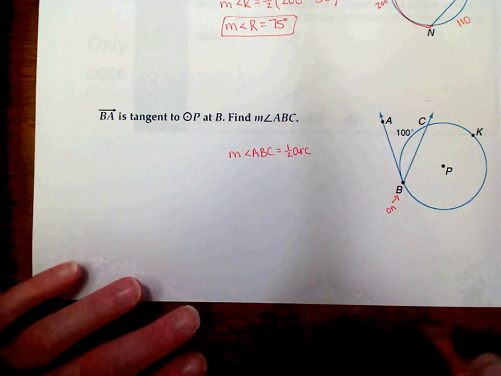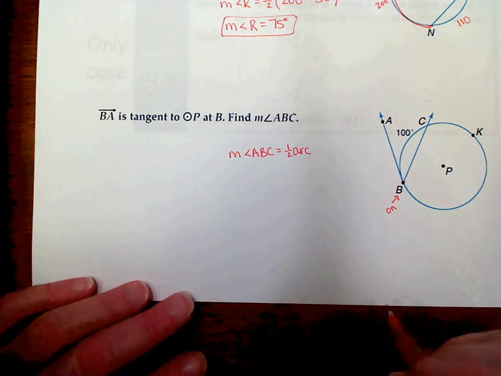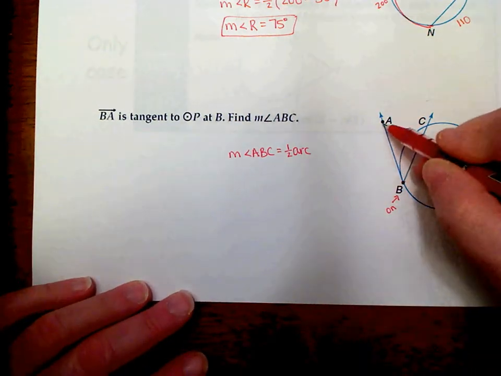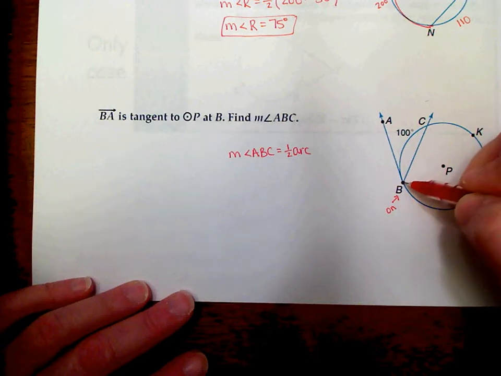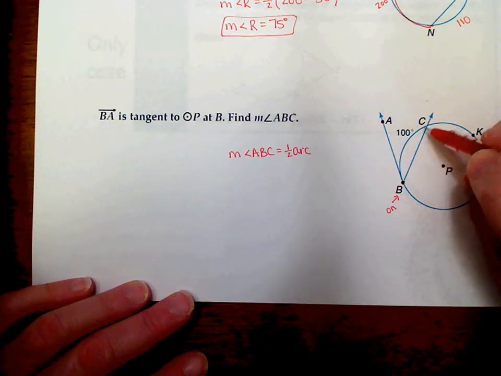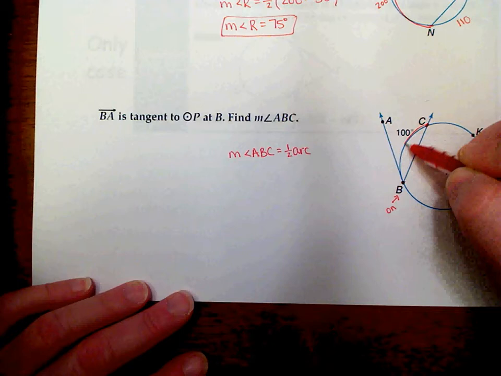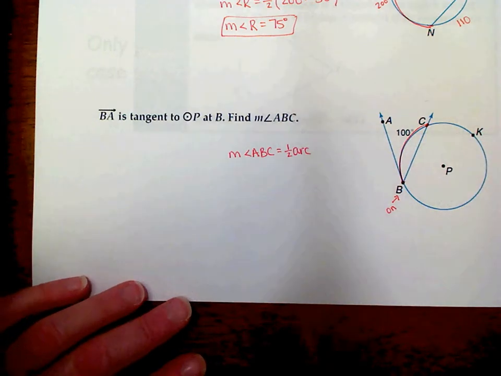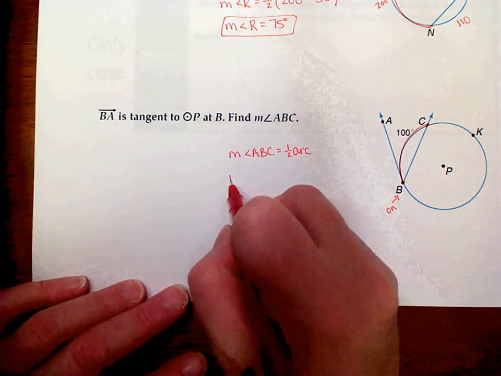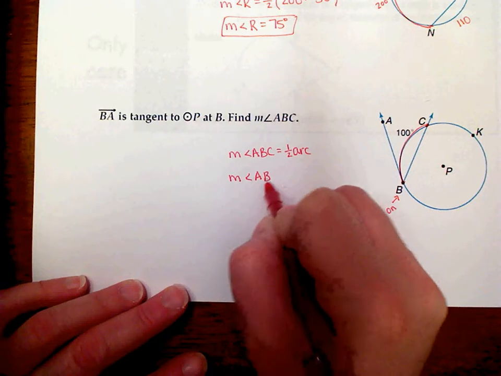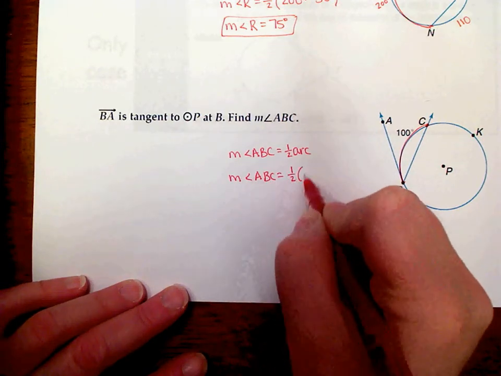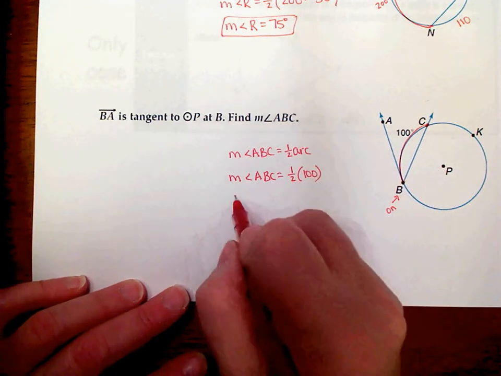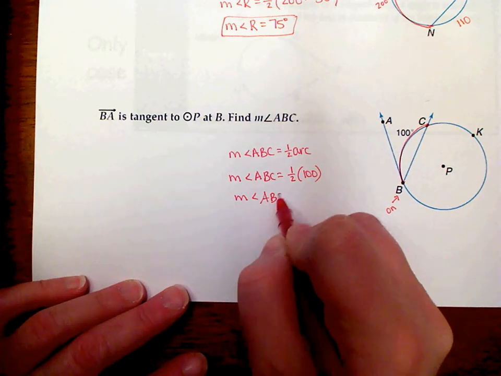If you follow side B, the only point on the circle is B. If you follow this side, we have B and C here. This is the only arc we're talking about, between B and C. So the measure of angle ABC has to be half of that 100 degree arc. So the measure of angle ABC has to be 50 degrees.